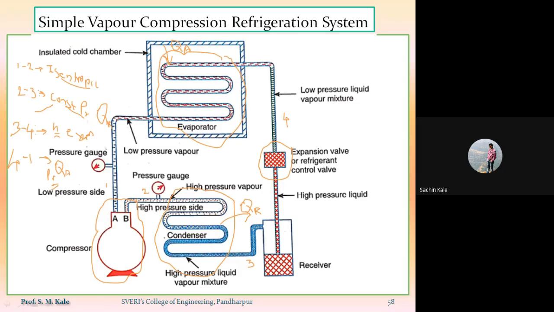Let it be wrong or let it be correct, no issue related to that, but at least you should try. All of you please try to draw the p-h and T-s diagram. After completion, you can take the photograph and share it on the official WhatsApp group. No issue.